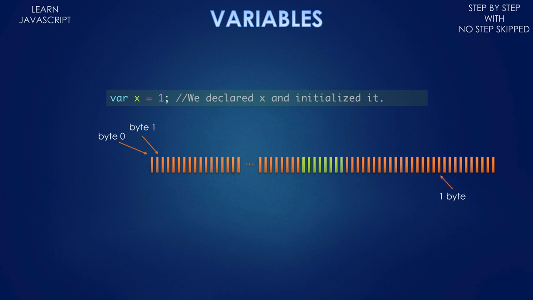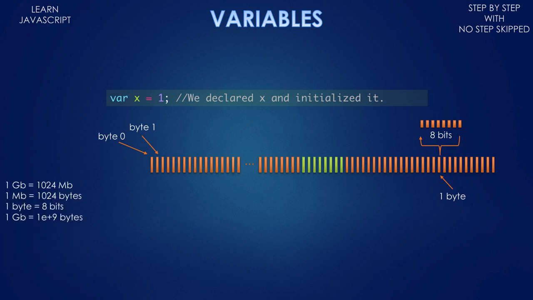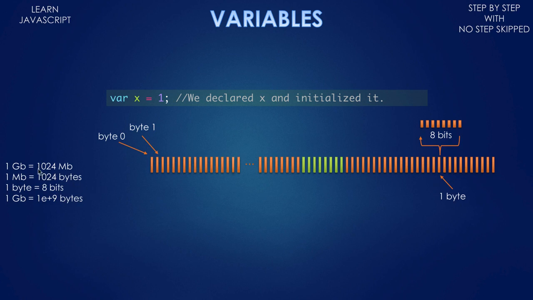So 1 byte consists of 8 bits. A bit is the smallest piece of information that your computer can handle. This usually refers to 0 or 1, for example. To have a proper understanding of this, 1 gigabyte is 1024 megabytes, 1 megabyte is 1024 bytes, and a byte is 8 bits. Each of these bytes is going to have its own address.